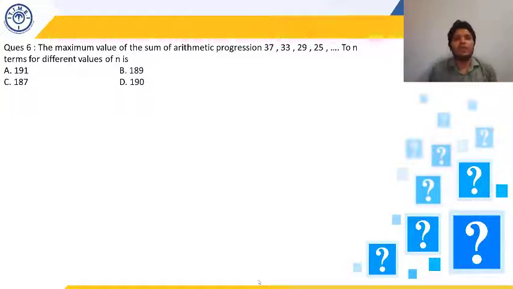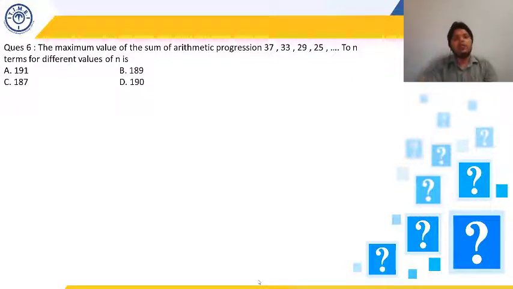First, get the idea of what has to be done in this question. The maximum value of the sum of the arithmetic progression 37, 33, 29, 25 and so on up till n terms, for different values of n, is. So this is an arithmetic progression. What is an arithmetic progression, or AP? AP is that series in which the difference between any two consecutive terms is always constant. That series is called a series in arithmetic progression.